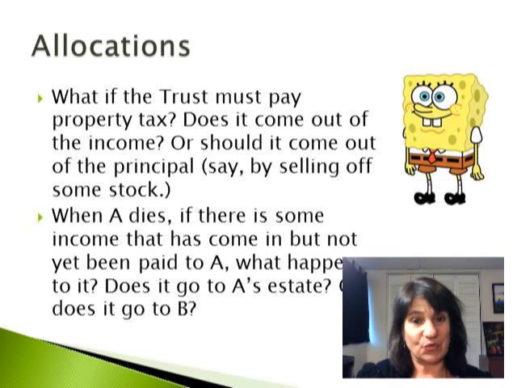Now, what if the trust has to pay some property tax? Does that come out of the income, or should it come out of the principal, like by selling off some stock? That's one question. And then when A dies, what if there's some income that just hasn't been paid out yet? It's sitting there, it's ready to go, we just haven't sent off the check. Does that still go to A's estate, or does it go to B?